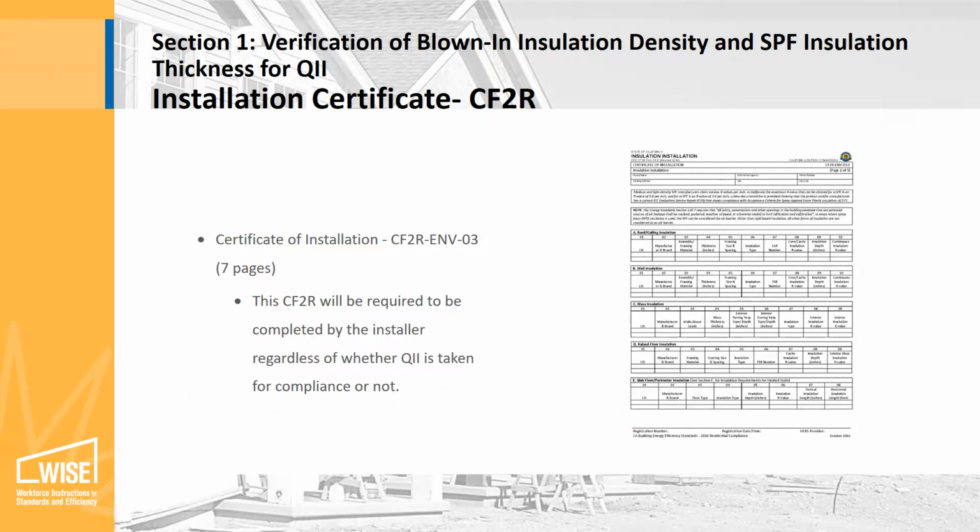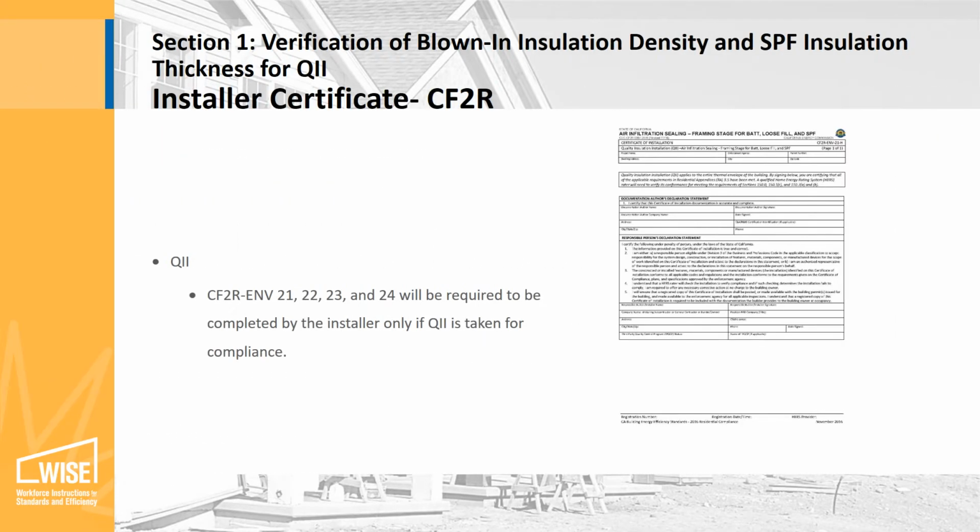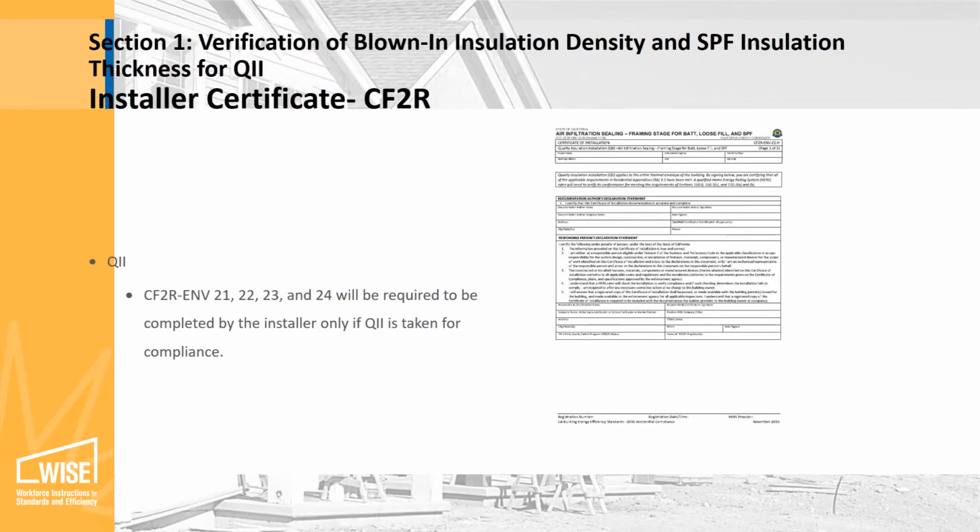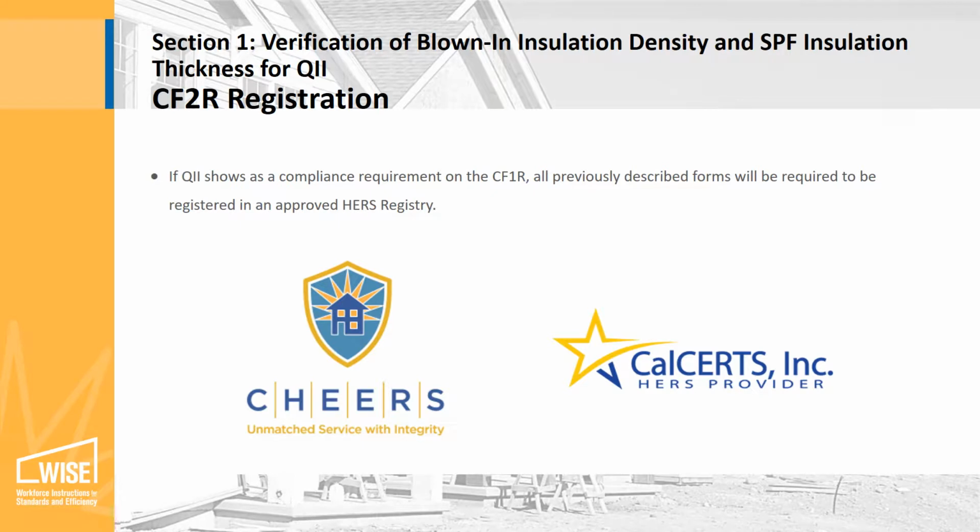Information about the installation is required to be documented on the Certificate of Installation. The CF2R-ENV-03 is required regardless of whether QII is taken or not. If QII is taken, you will also need to complete the CF2R-ENV-21, 22, 23, and 24 forms. If QII or any other HERS measures are required on the project, the previously described forms are required to be registered in an approved HERS registry.